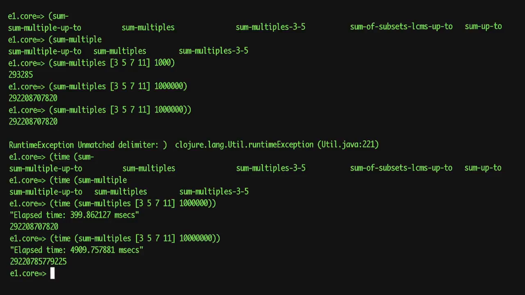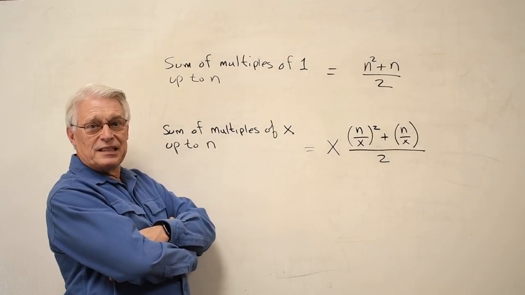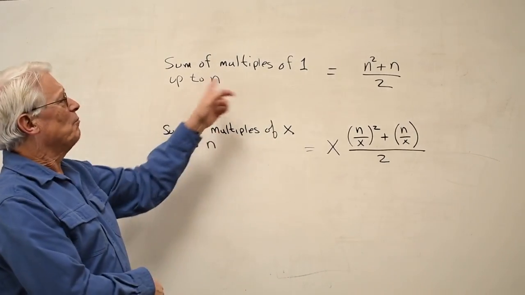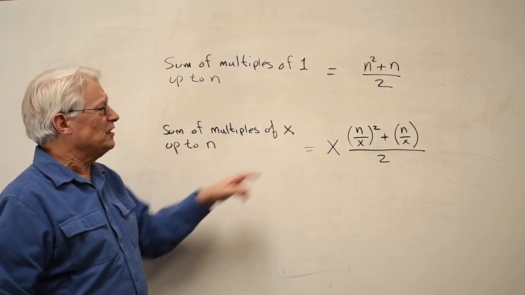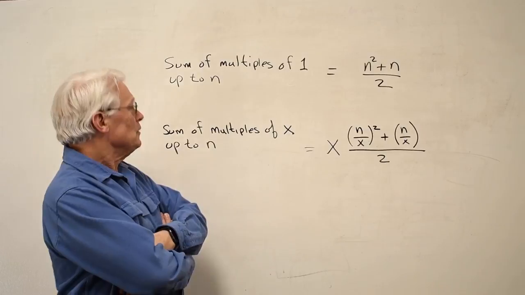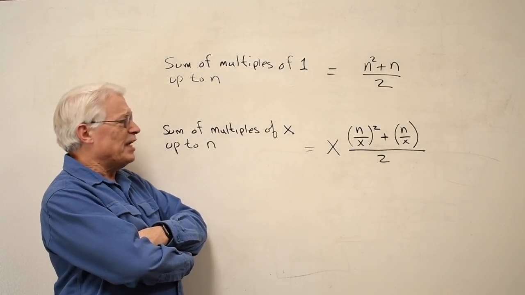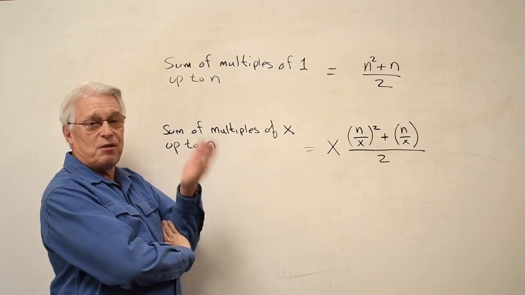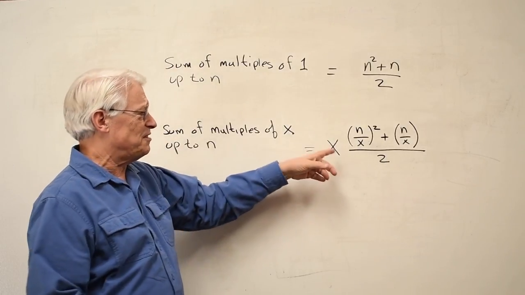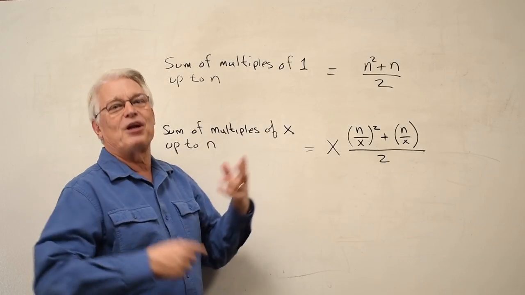Summing up all those integers is just a big waste of time, isn't it? Gauss showed us how to speed this up, right? The sum of the integers from 1 up to n is just n squared plus n over 2. That was Gauss's formula. And if you want to take the multiples of x up to n, you just have to reduce the number of multiples. And so it's (n over x) squared plus (n over x), divided by 2, and then multiply that by x.